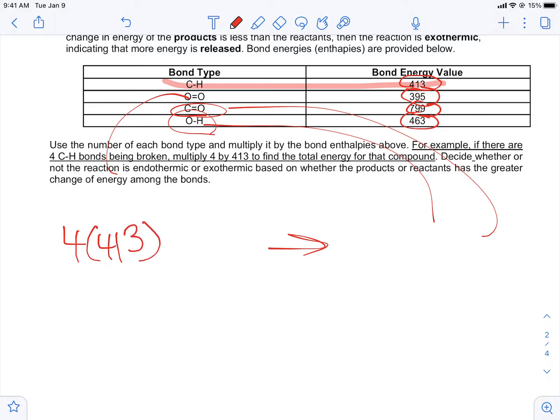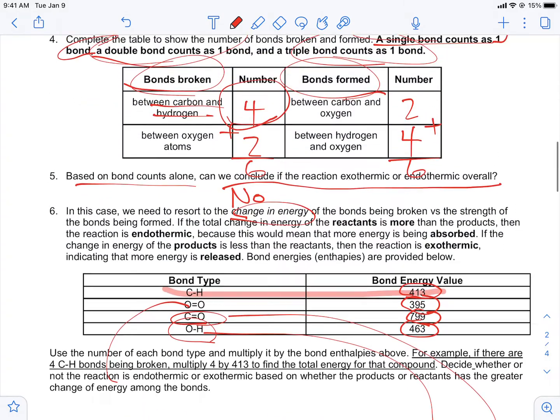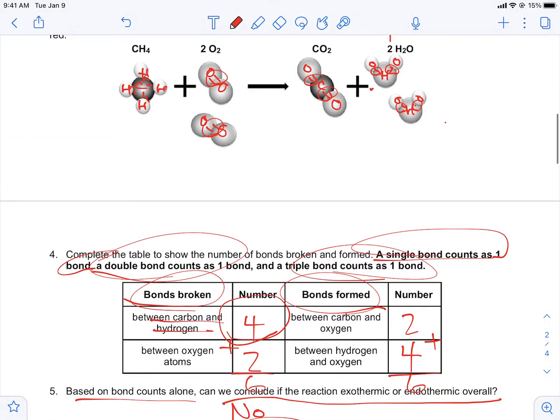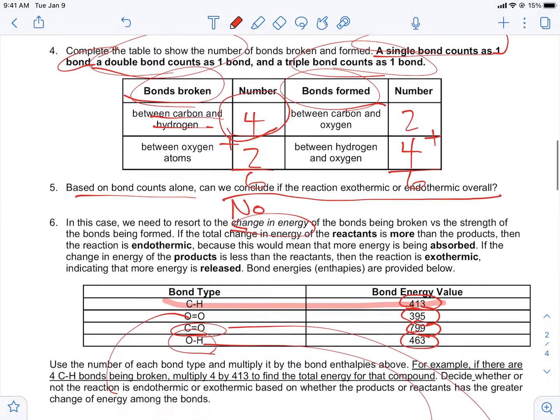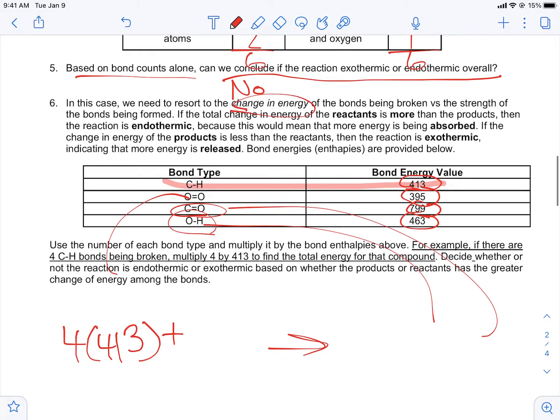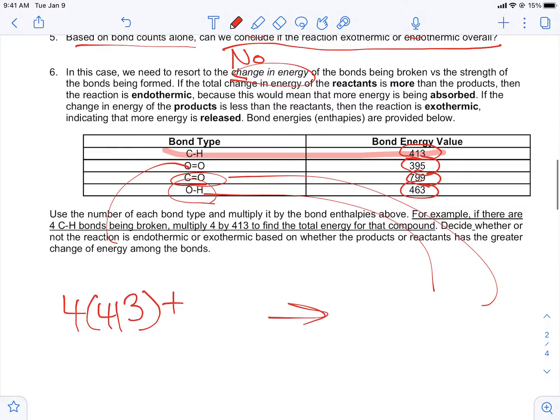And then I'll get that product. I also need to add it to the other reactant on the left side of the reaction, which is molecular oxygen. So I have 2 oxygen atoms, each having a bond strength of 395 between them. So I have 2 bonds, and so I'm going to say 2 times 395.